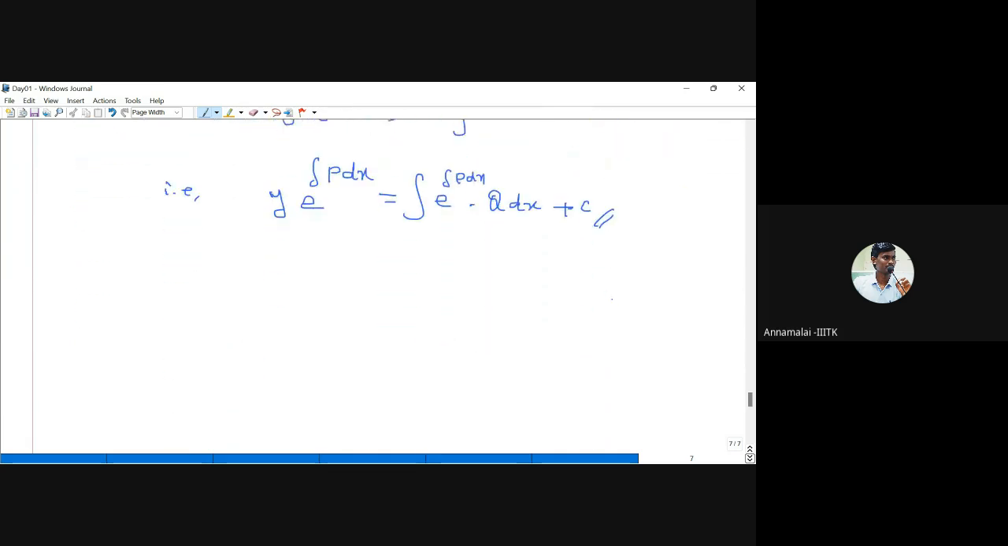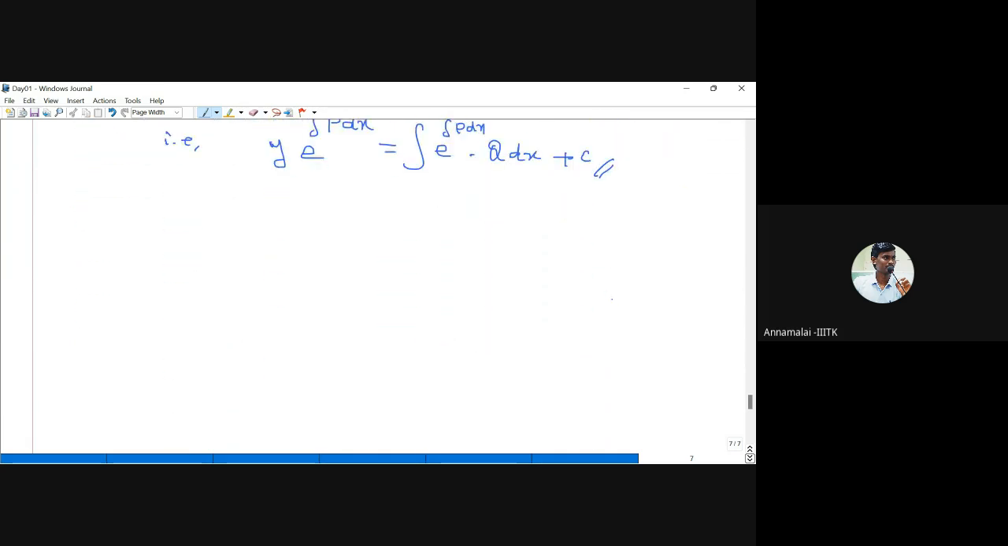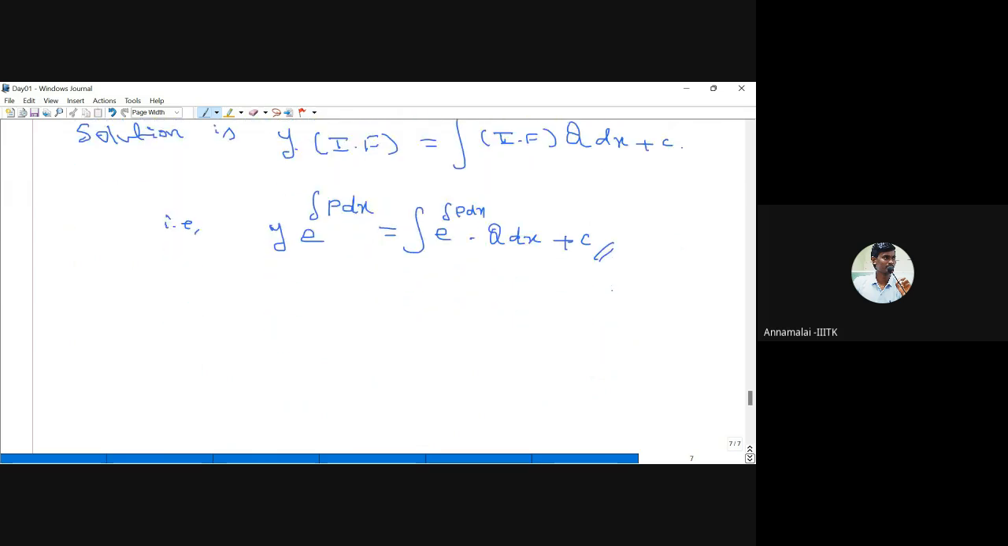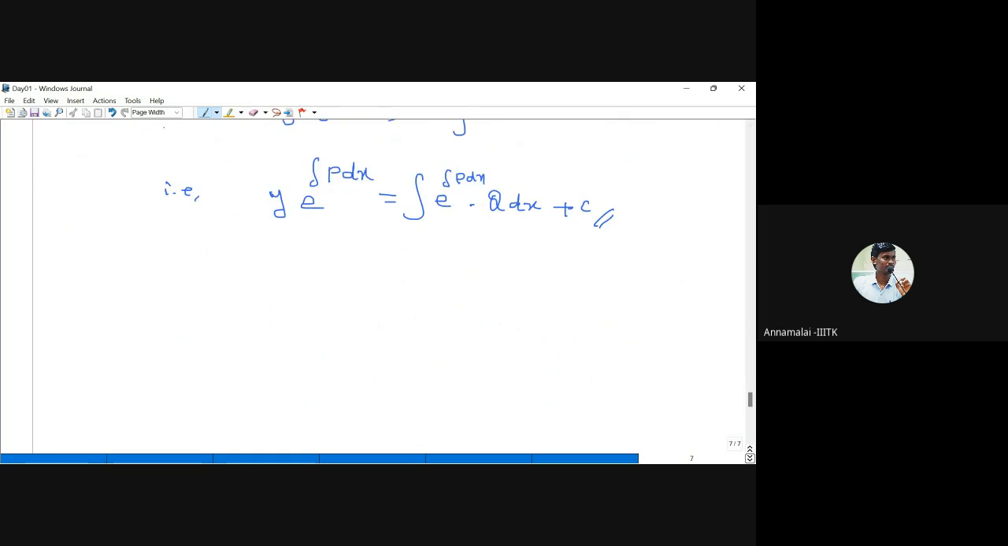Now we discuss some examples. This p and q are either constant or variable, and in both cases this is the solution. This is only for first order differential equations, of the form dy by dx plus p times y equal to q, where p and q are either constants or functions of x. Then this is the solution.